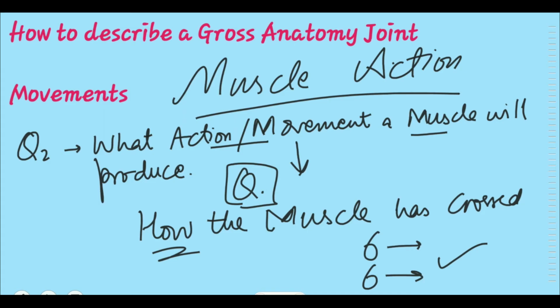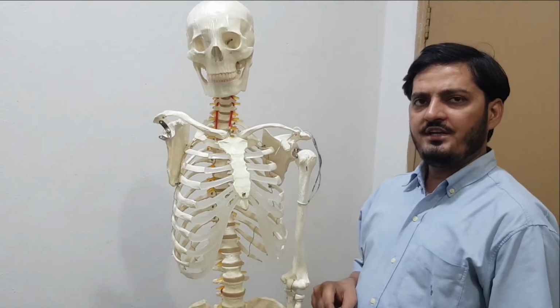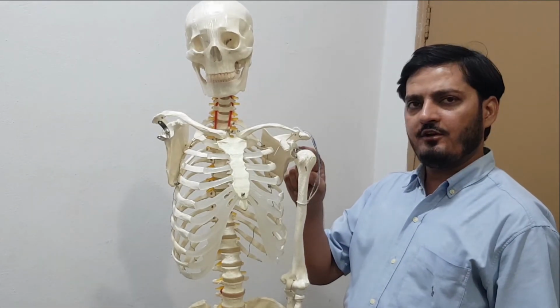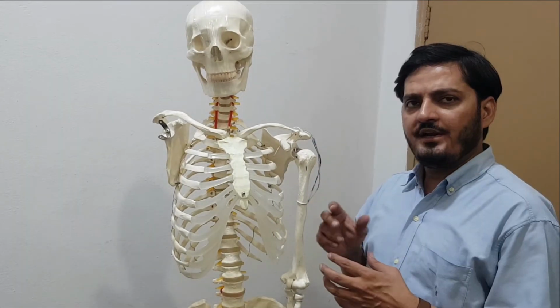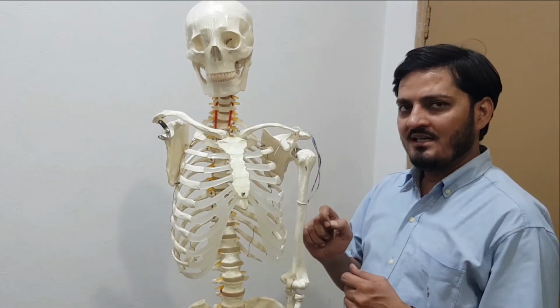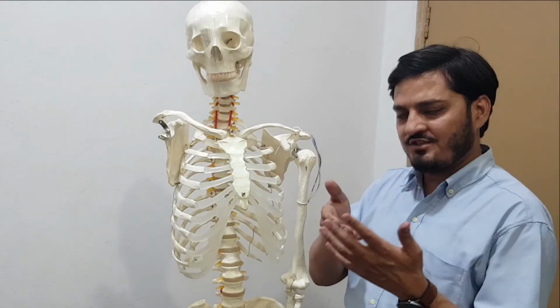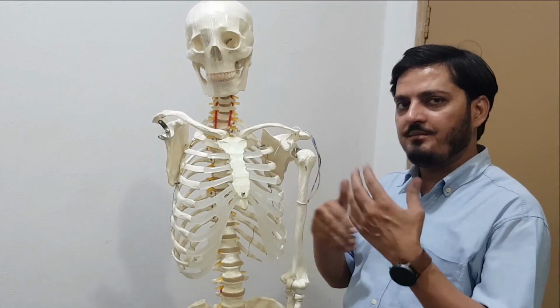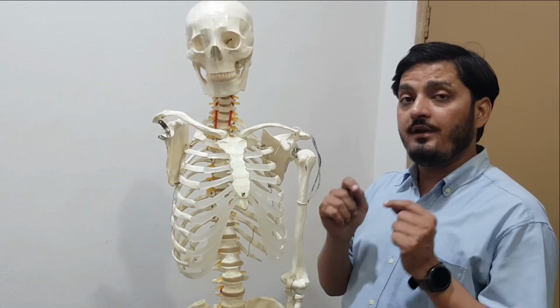So now we know that there are 6 patterns in which a muscle can cross a joint, and there are 6 kinds of movement a muscle can produce. Now watch this video so your concept becomes clearer. Look here, this is the shoulder joint between the glenoid cavity of the scapula and the humerus head. You already know that to produce movement at this joint, a muscle has to cross the joint. But what muscle will produce flexion and extension, abduction and adduction, and medial and lateral rotation? What should be the orientation of the muscle?